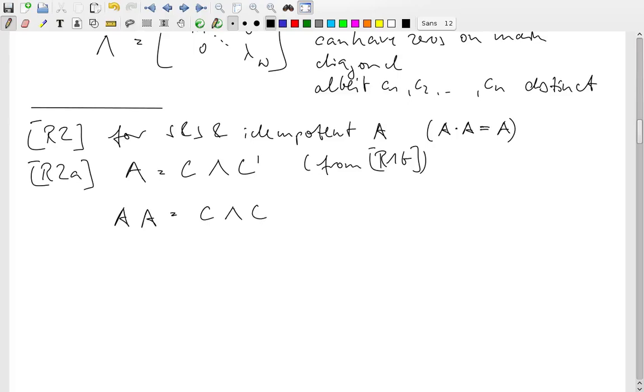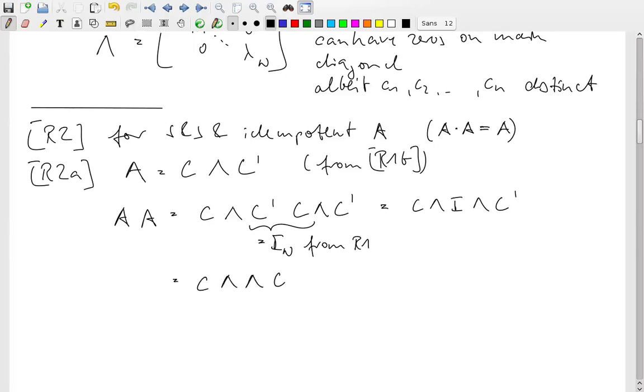So you have C lambda C prime, C lambda C prime. What we also know from symmetric and square matrices is that the eigenvectors are orthogonal. So C prime C is the identity matrix. That's a result that we have from R1, because of the orthogonality of the eigenvectors of a symmetric and square matrix. So we can write AA as C lambda identity lambda C prime, which is the same thing as C lambda lambda C prime.